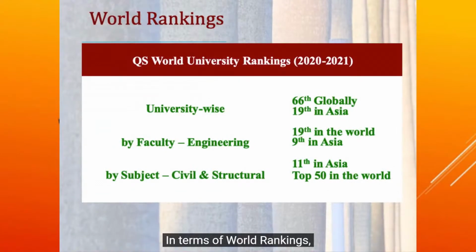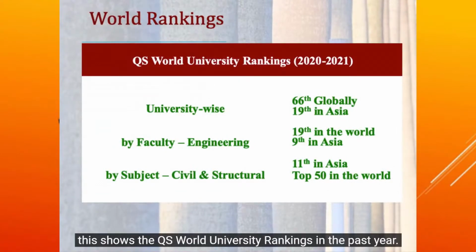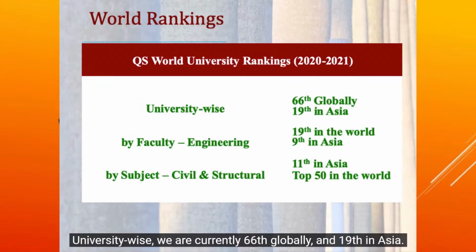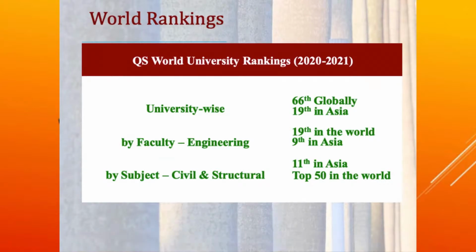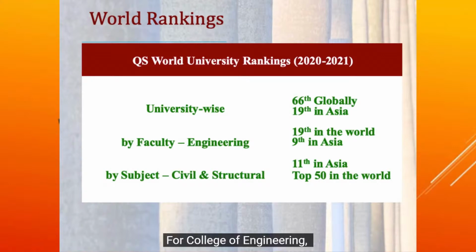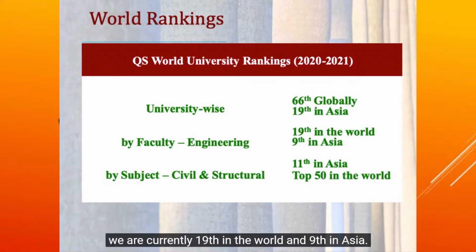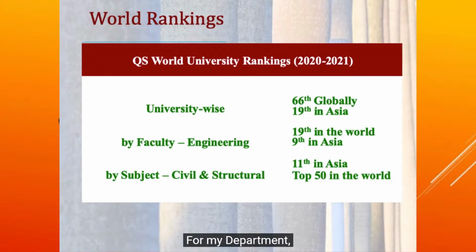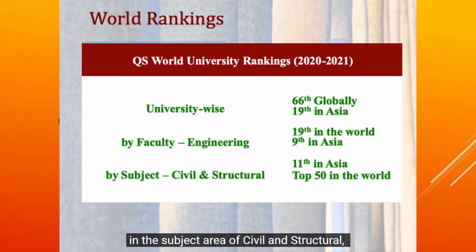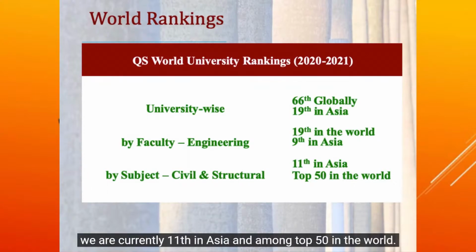In terms of world rankings, this shows the QS World University Rankings in the past years. University-wise, we are currently 66th globally and 19th in Asia. For the College of Engineering, we are currently 19th in the world and 9th in Asia. For my department in the subject area of civil and structural engineering, we are currently 11th in Asia and top 50 in the world.